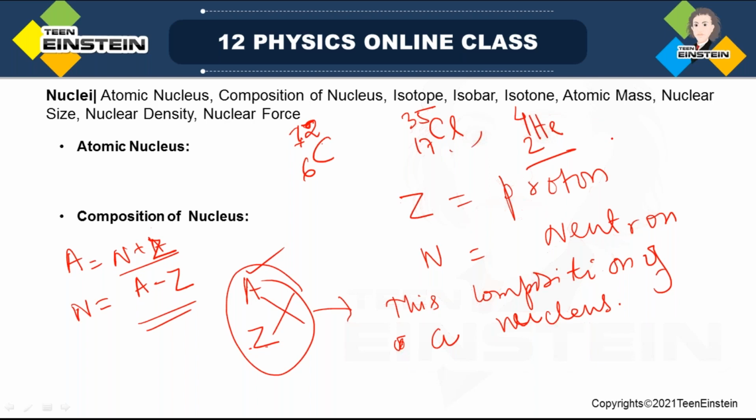Okay, so if I ask you what is the number of neutron in 1H1, the number of neutron will be 0. And if I say what is the number of neutron in this, here you just have to subtract the Z from A. So you get 2 neutrons over here in the tritium. So protium does not have any neutron.